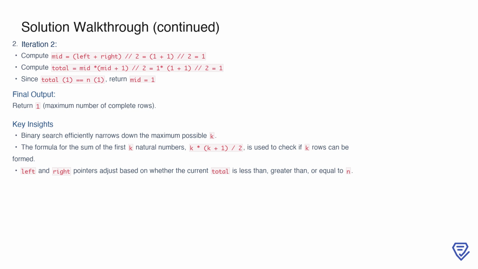The total for one row is exactly 1, which matches the given value of n. At this point, we can directly return mid, which is 1. This represents the maximum number of complete rows that can be formed when n equals 1.